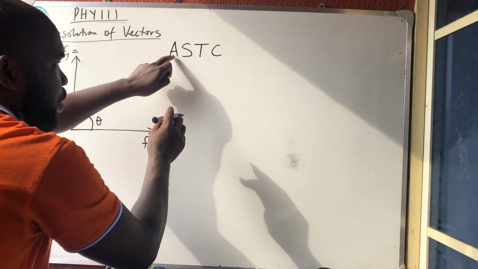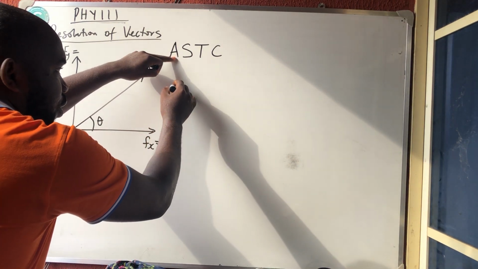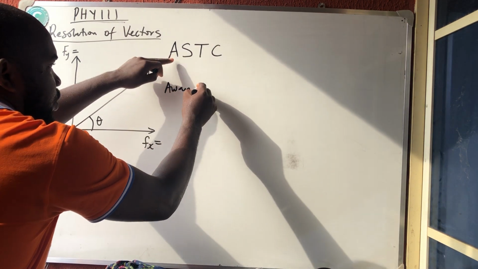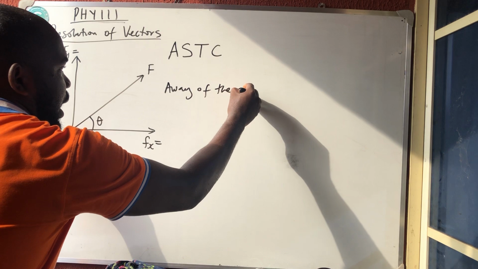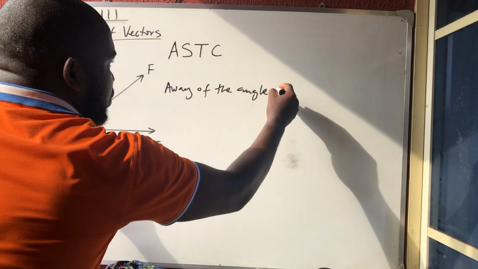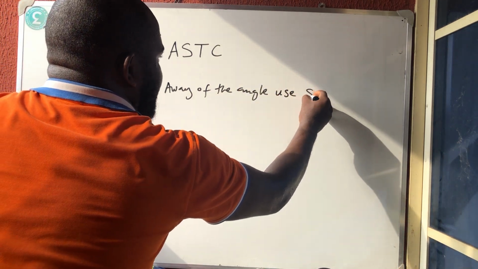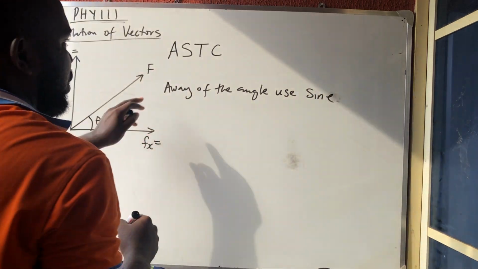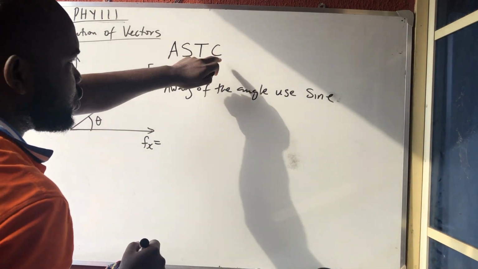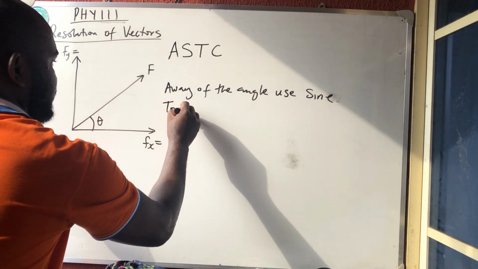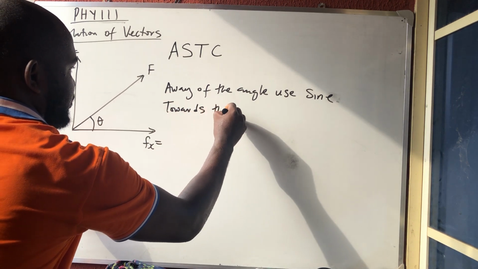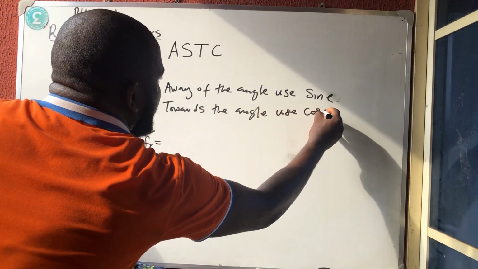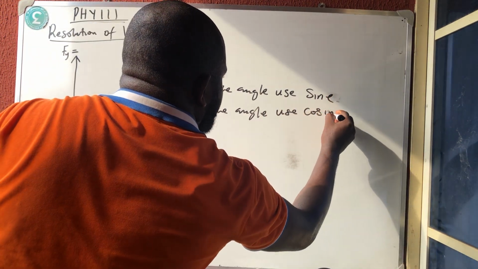If you are resolving away from the angle, use sine. So away from the angle, we use sine. But if it is towards the angle, you use cos. If it is towards, please note this thing, use cosine.